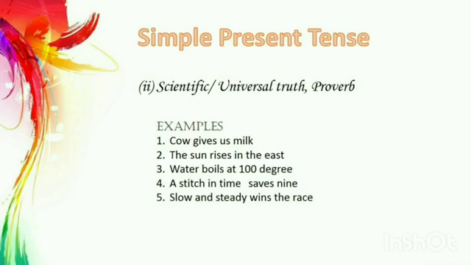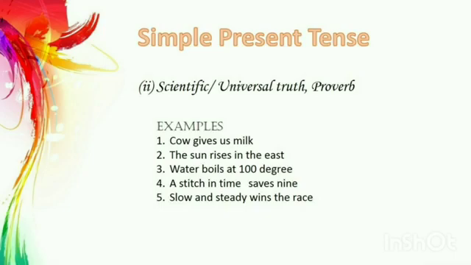Here we come to the second usage of simple present tense: scientific or universal truth and proverb. All the scientific truth and universal truth. Here, universal truth means the things which will never change, and they are expressed only using simple present tense. Cow gives us milk. As we all know, cow usually gives us milk, and so it will never change, and so it is expressed using simple present tense.